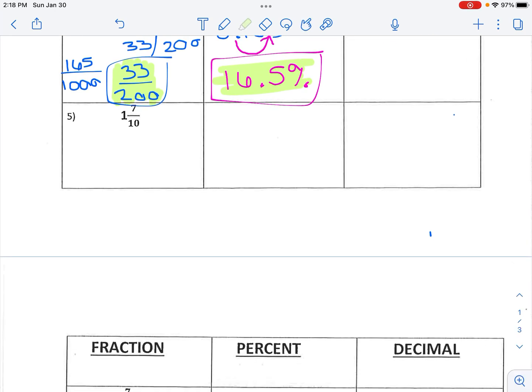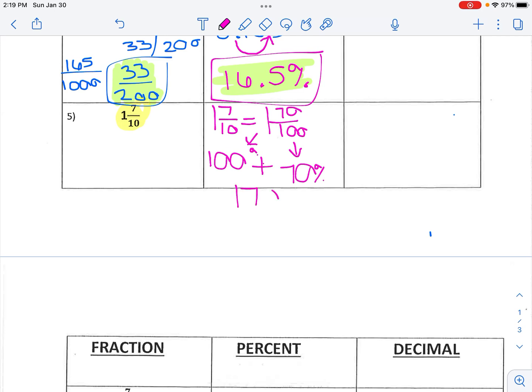All right, so I'm looking right here at my 1 7/10, converting to a percent. So 1 7/10 is equal to 1 70/100. Now, once I'm here, I know that the whole number 1 equals 100%. 70/100 equals 70%. I'm going to put those two percents together. Your final percent should say 170%.